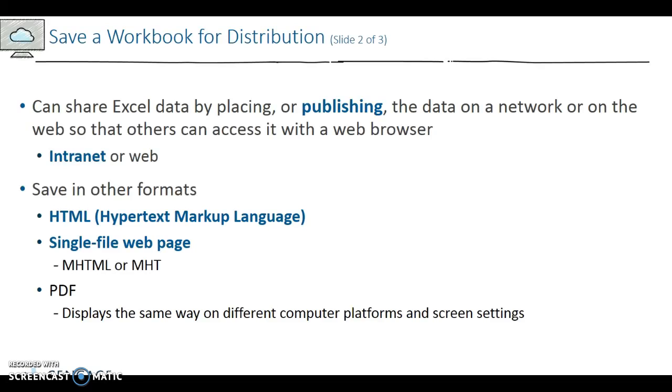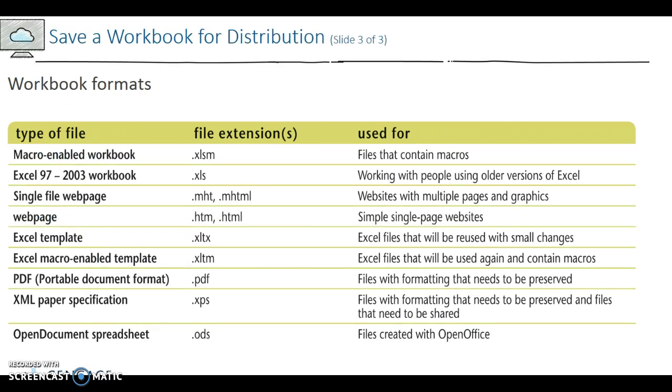So you can share Excel data by publishing it on a network. You can also publish it on an intranet, which means that it's shared within your organization. You can also save in HTML, which is hypertext markup language. You can save it as a web page, and you can also save it as a PDF. So you can save it in multiple ways to share with your colleagues or other people in your organization.